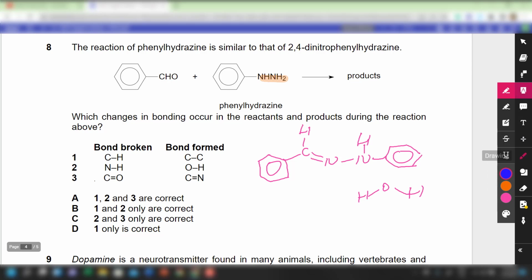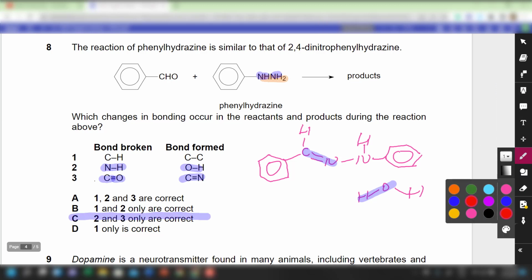Okay, so with that, let us try to indicate which are the new bonds being formed. So we have CN over here and the OH. There's no CC bond being formed. And when CN is being formed, of course, CO is being broken, as well as the NH bond. So with that, we are only left with one option, which is option C. So options 2 and 3 are correct.